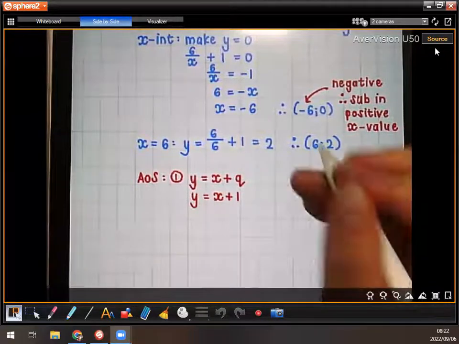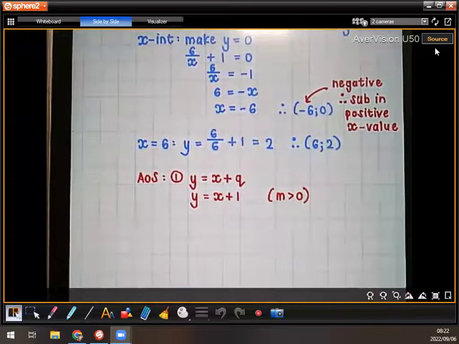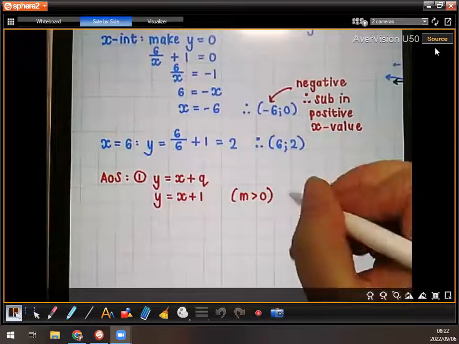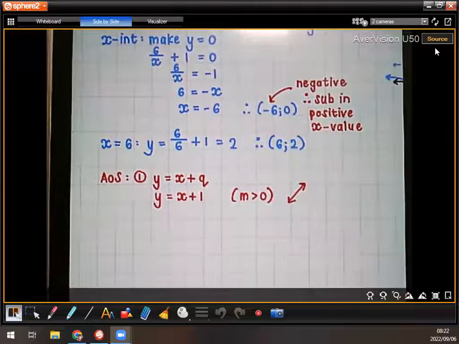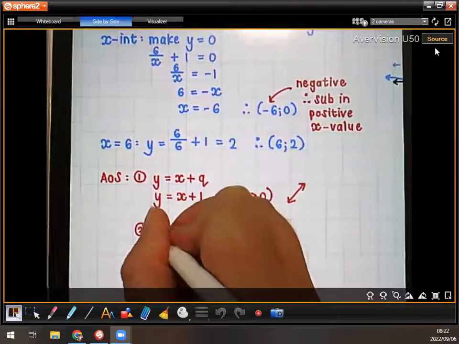This is a straight line. So this one has a positive gradient. So it is going to look like this, right? I'm going to leave it up to you guys to draw that line. I'm just going to write the other one as well.